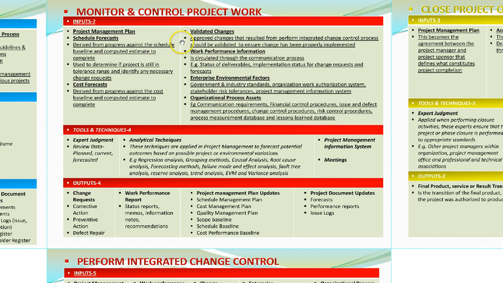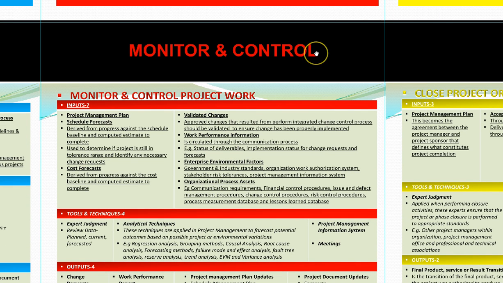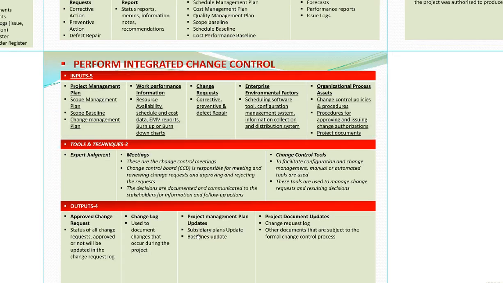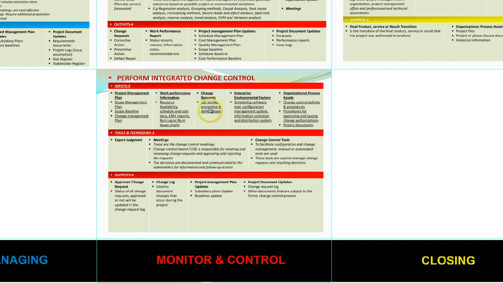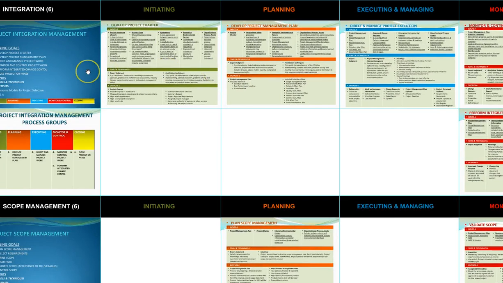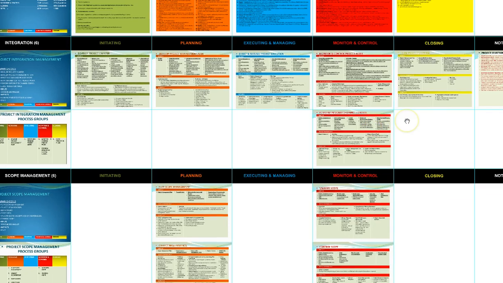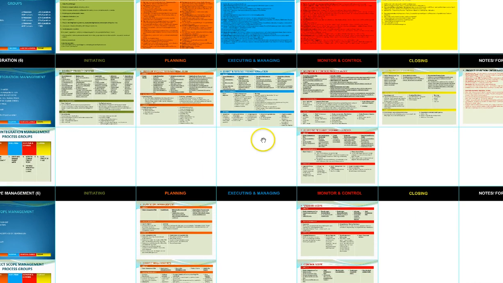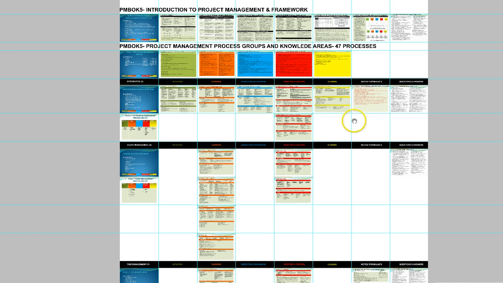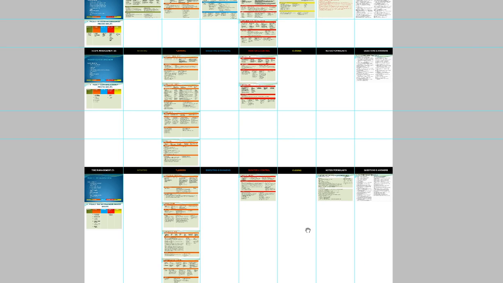Now, as I said, there are two processes in monitor and control processes. One process is monitor and control project work, and the other is perform integrated change control. Now you have to know where all this falls. In project integration management. And project integration management is for the whole project, for all these 47 processes that you see on the screen.